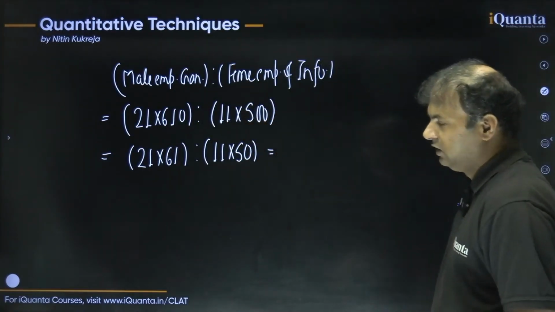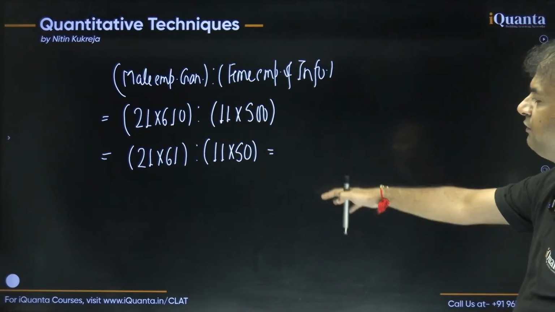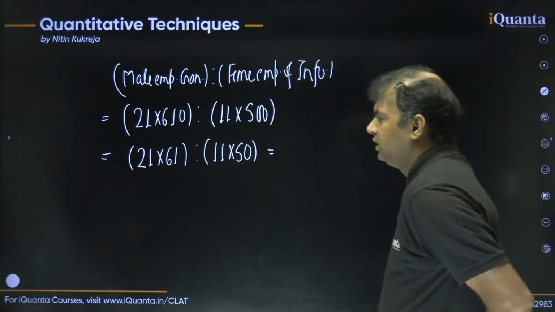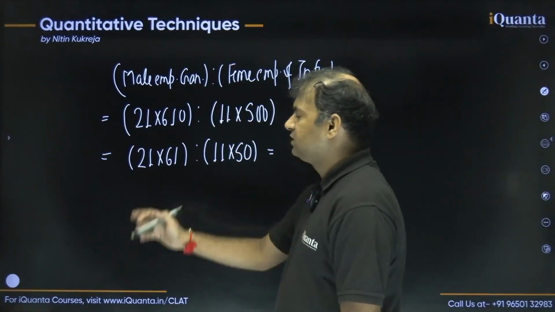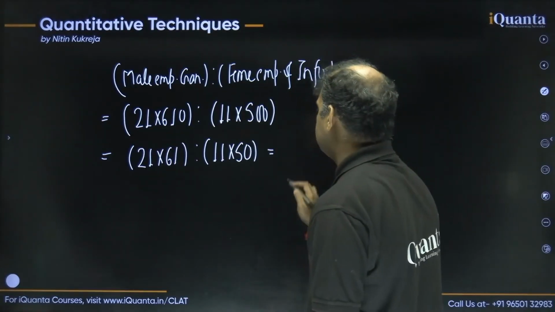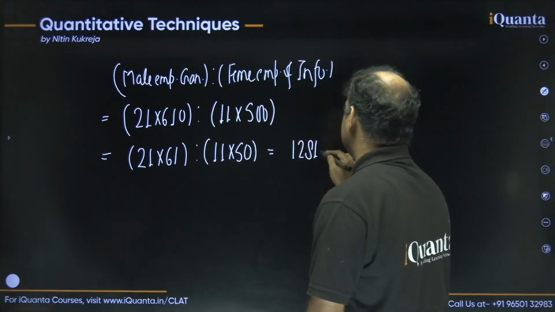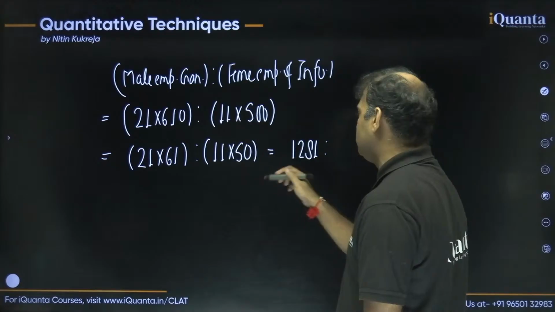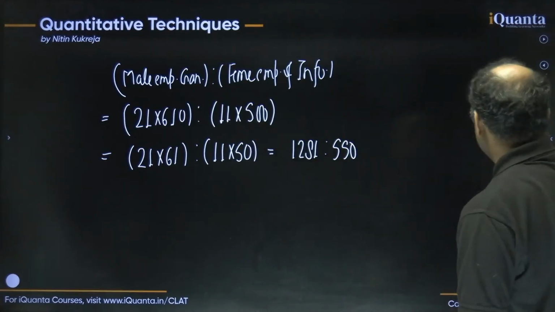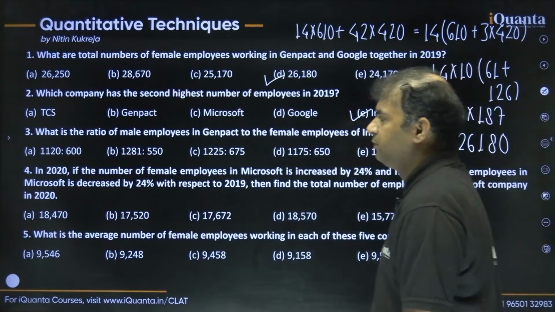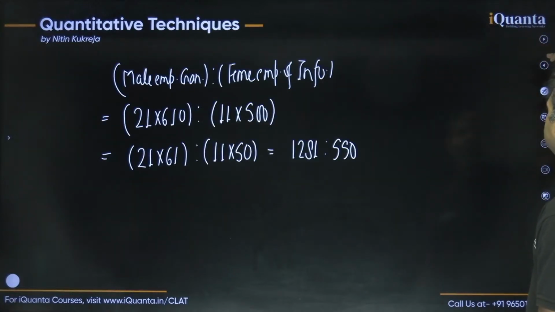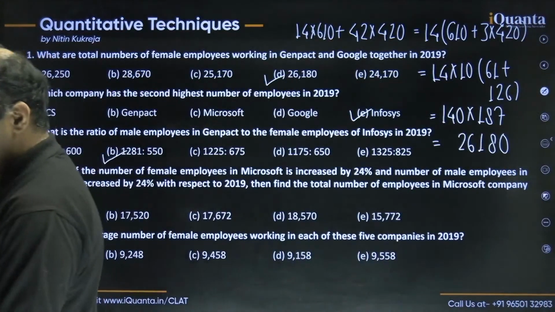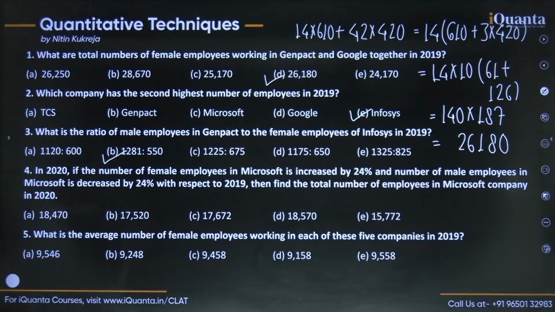So we have to write down the whole numbers, right? 21 into 61 and 11 into 50. 21 into 61 is how much? Okay, 61 into 10 is 610. 61 into 20 is 1220. Plus 61 into 1 is 61. So 1220 plus 61 is 1281, and that will be very easy. 50 into 11 is 550. So this must be the ratio, 1281 is to 550, which is option number B we have here, right? Hope that's clear to everybody. You can write down in chat if anything is not understood. If you have any kind of doubt, you can write down in chat.